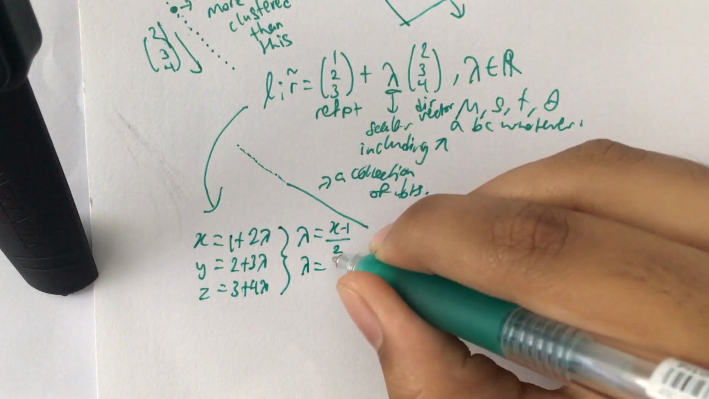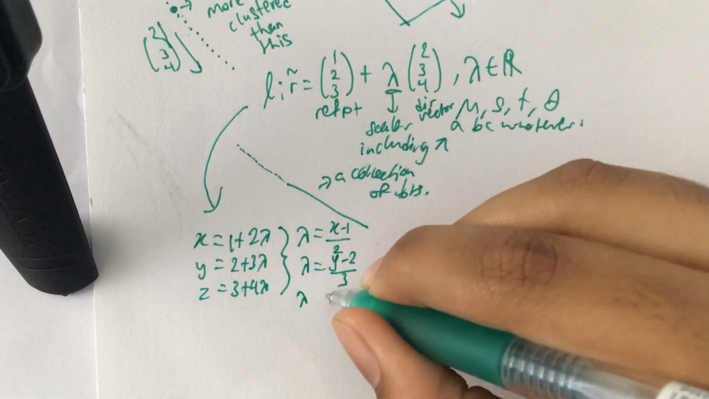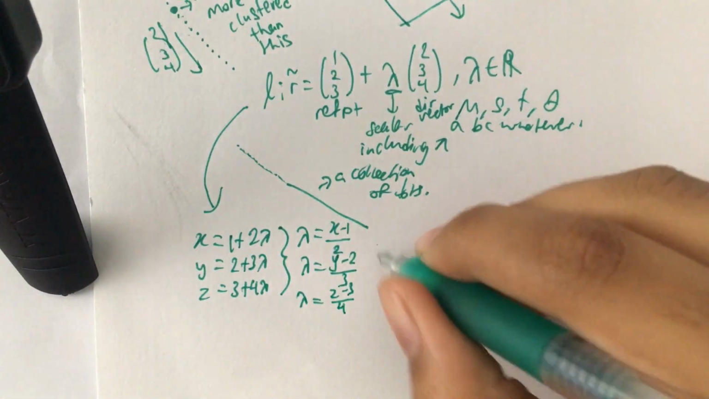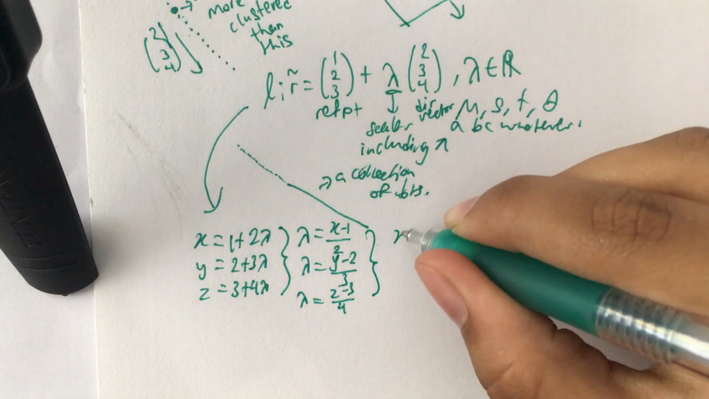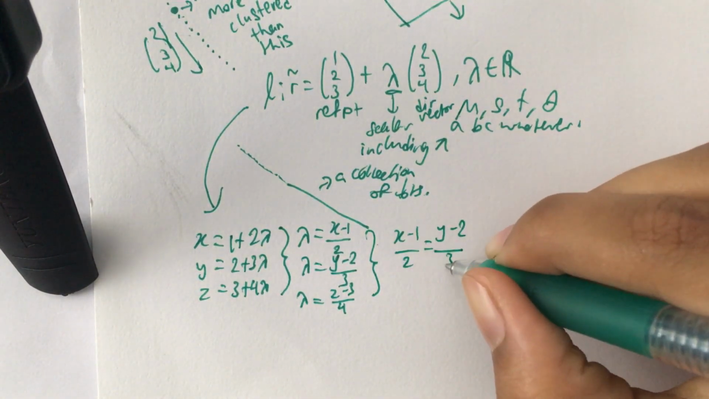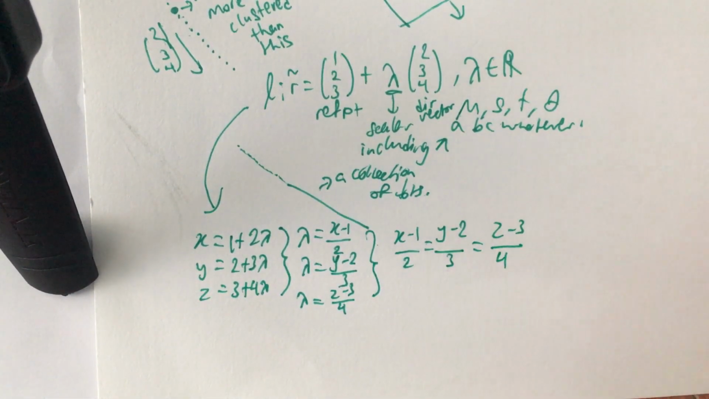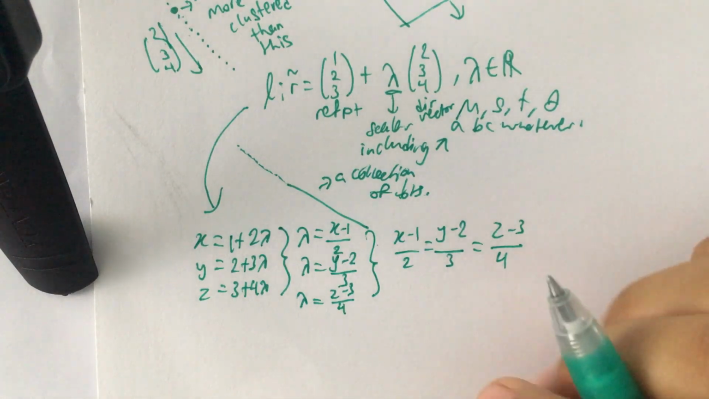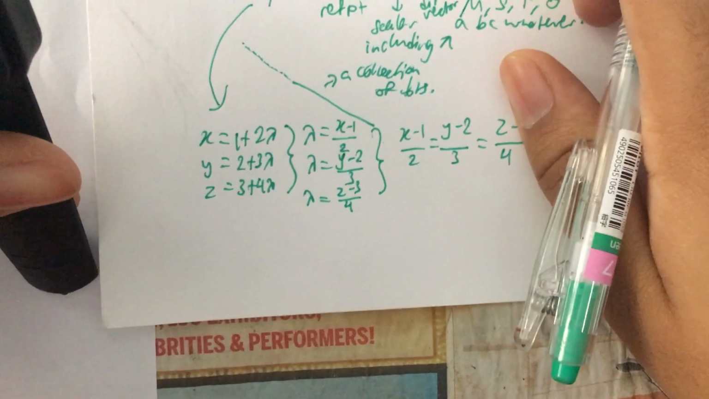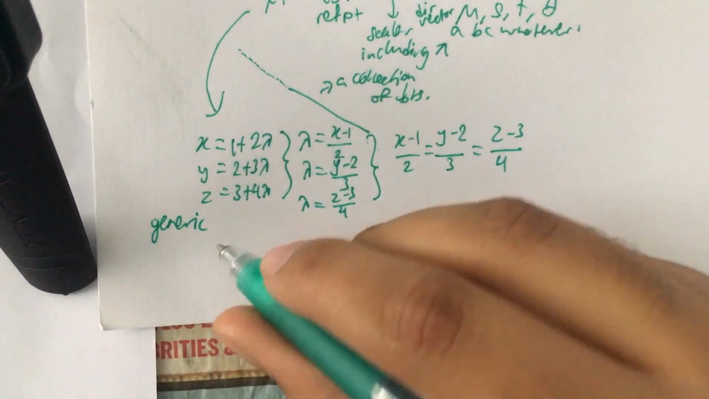And from there, you should make lambda the subject in all three of the equations, and you can then equate them together. For example, if you have x is equal to 1 plus 2 lambda, you can convert it to lambda is equal to x minus 1 over 2. Likewise, you can do it for y and z, and you can equate them all together into an equation. So in this case, it would be x minus 1 over 2 equals y minus 2 over 3 equals z minus 3 over 4.